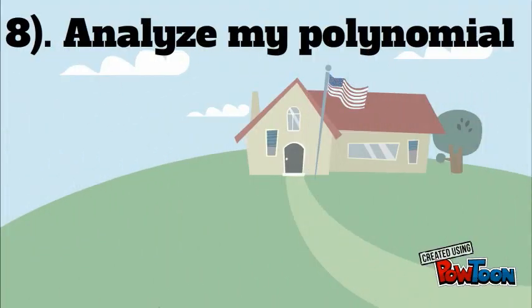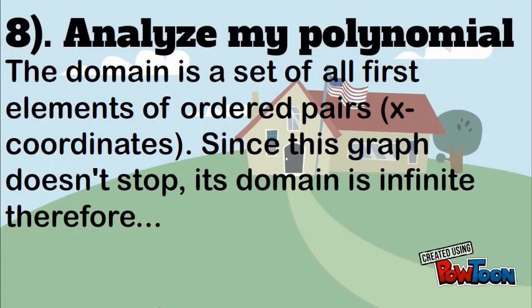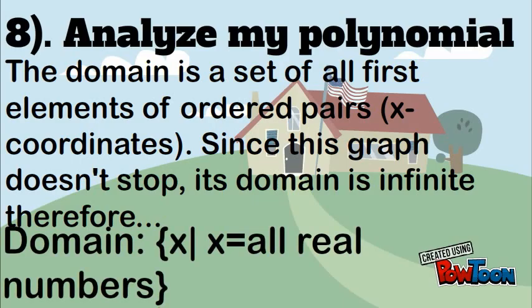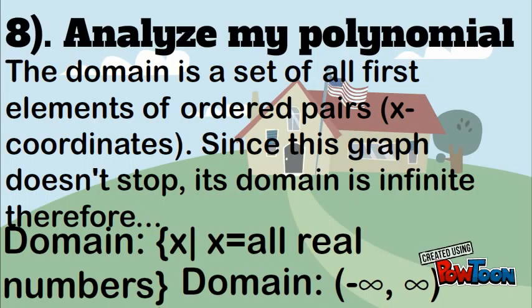Now it's time to analyze my polynomial. The domain is the set of all first elements of ordered pairs, the x coordinates. Since the graph does not stop, its domain is infinite. Therefore, the domain is x equal to all real numbers, or from negative infinity to positive infinity.